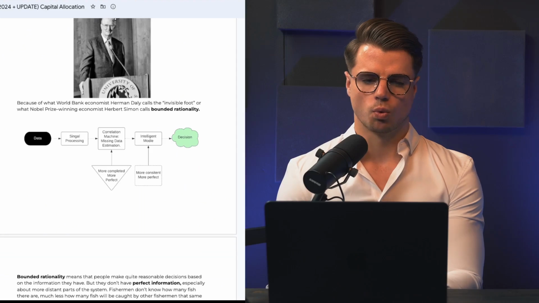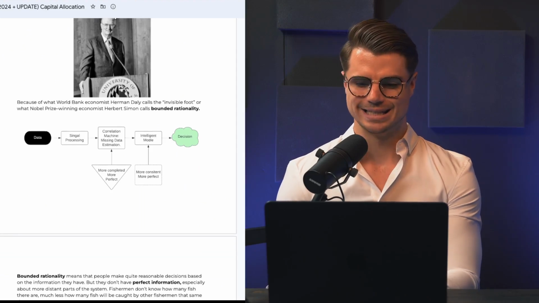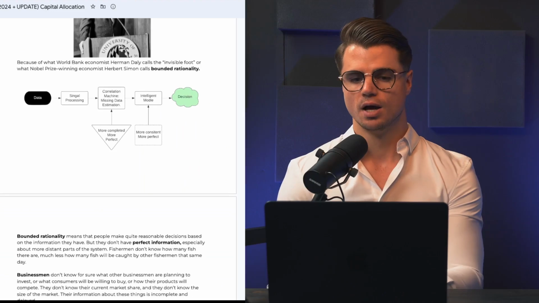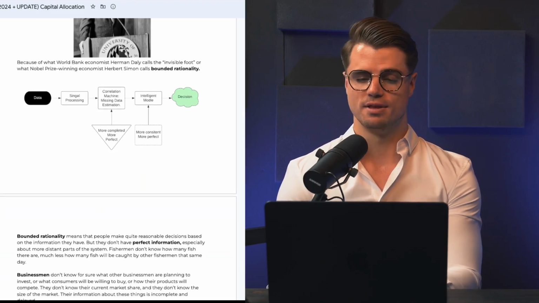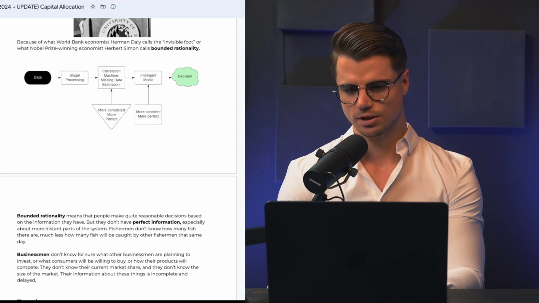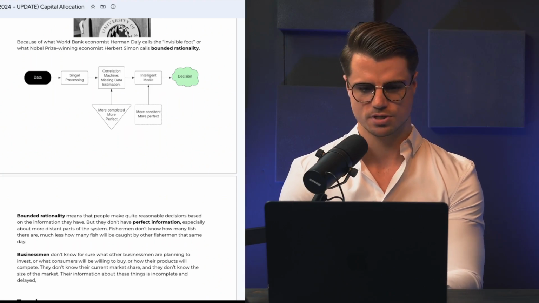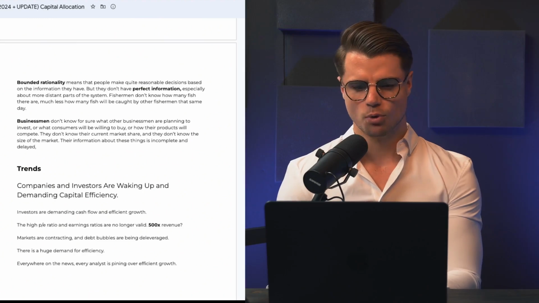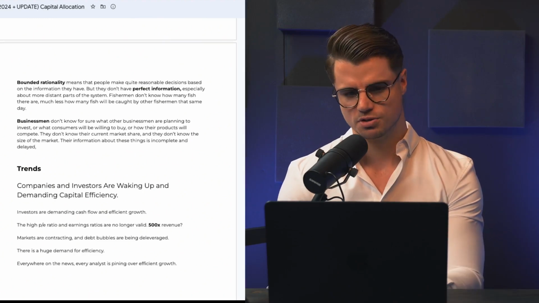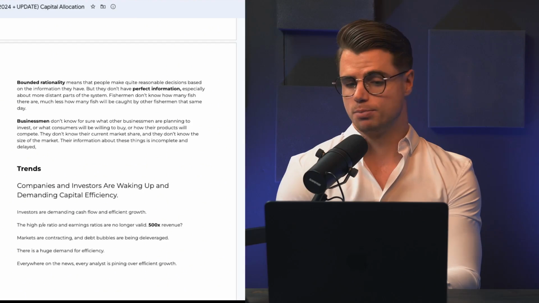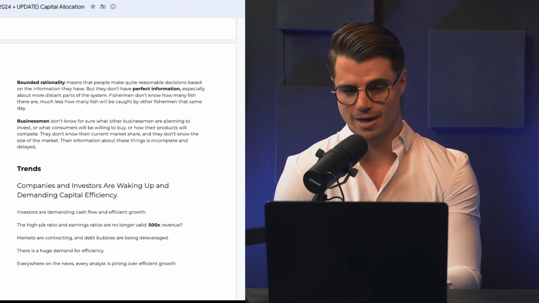Because of what World Bank economist Herman Daly calls the invisible foot, and what Nobel Prize winning economist Herbert Simon calls bounded rationality. You can see this data signaling process here. I'm not going to walk through this, it's not that important for now. But bounded rationality means that people make quite reasonable decisions based on the information that they have, but they don't have perfect information. So that is the thing.